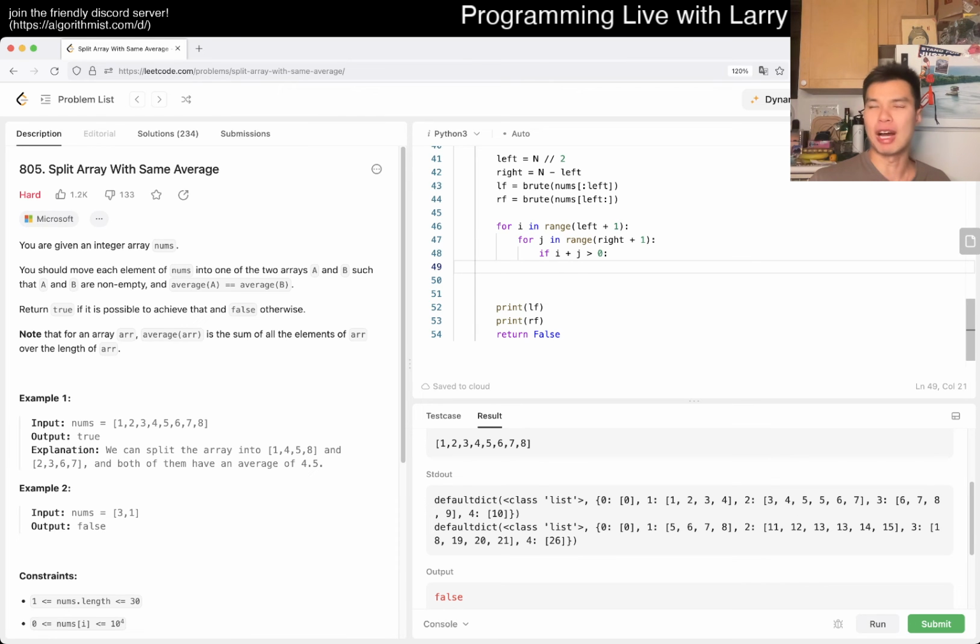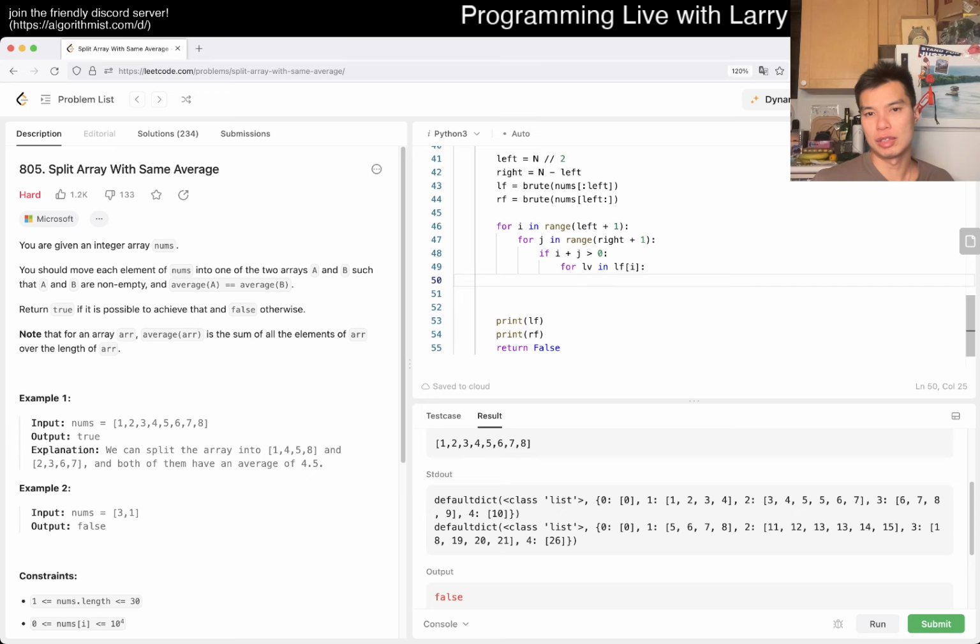I guess they could be, no. They can't both be empty. Basically, you're just combining possibilities, right? Basically, you're taking i from the left and j from the right side, because that's what it's saying. So yeah, and then we'll just go through the LF of i, right? So for value in LF of i, let's just say left value.